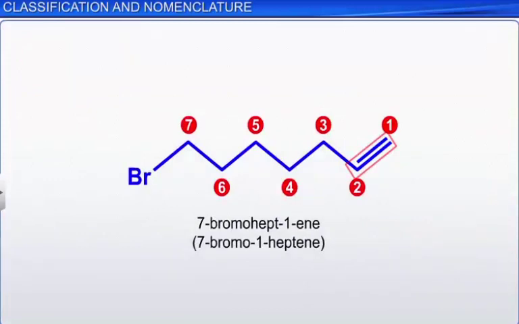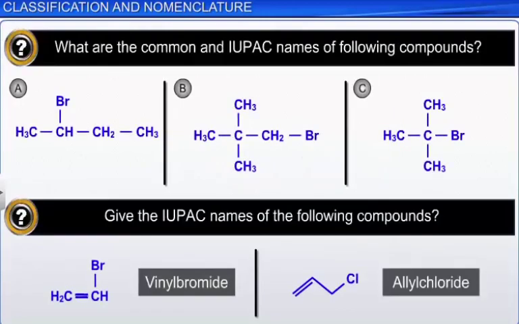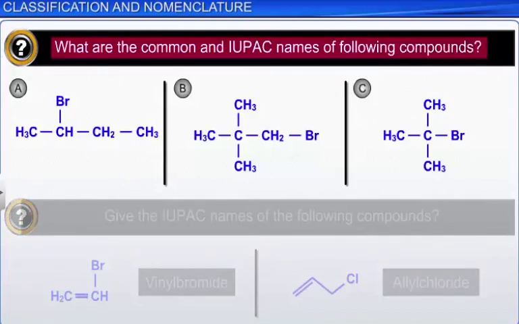Practice is the key to learning organic nomenclature. Here are two problems to try on your own. What are the common and IUPAC names of these compounds? Vinyl bromide and allyl chloride are the common names of these molecules. What are their IUPAC names?